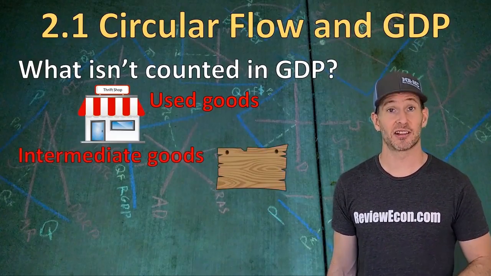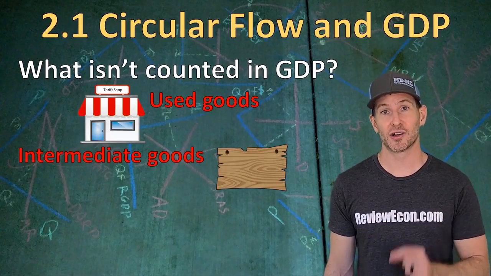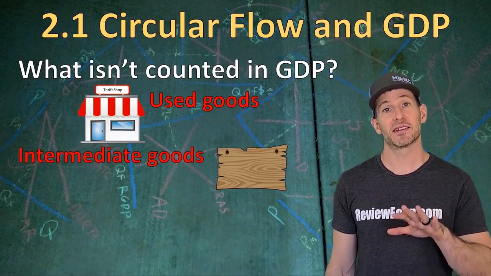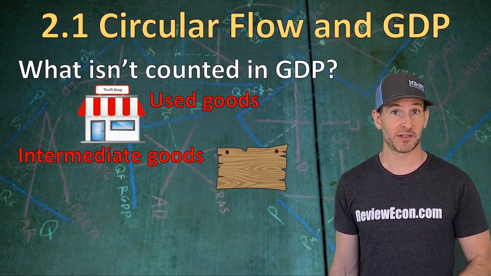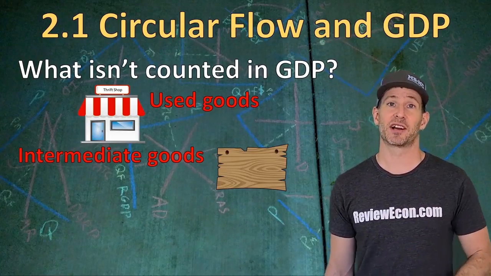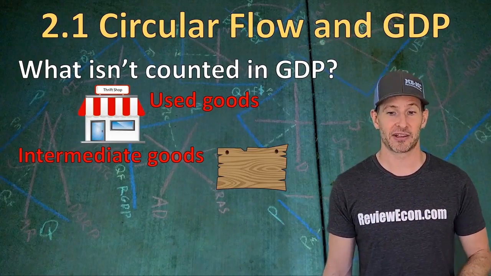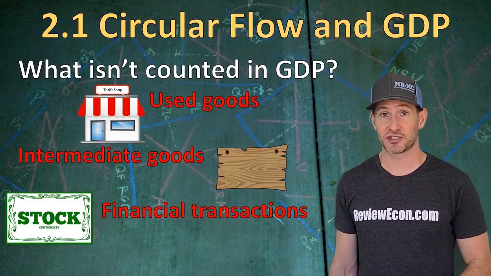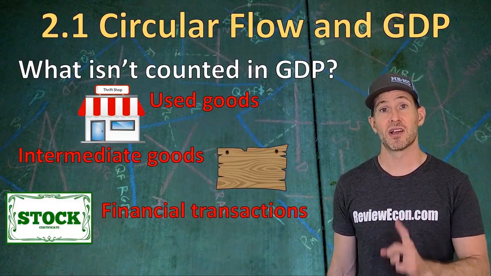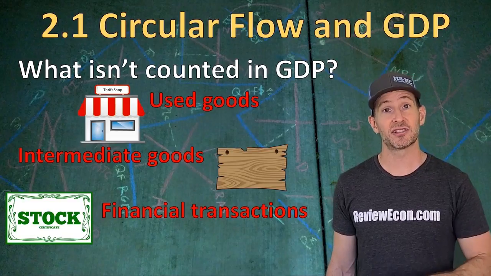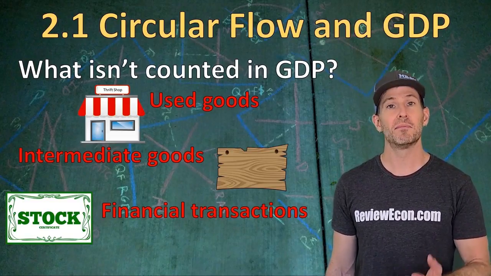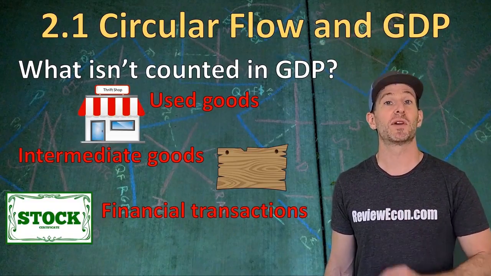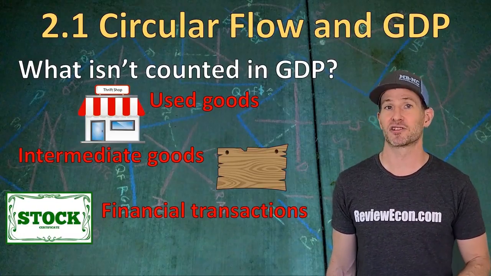Intermediate goods, such as lumber purchased by a contractor, will not be counted in GDP because the final house or whatever is being built will be counted. It's that final production is what we look at, not those intermediate goods. The last thing we're not going to count are financial transactions, such as the purchases of stock or transfer payments. In those transactions, goods and services are not being produced, money is being shuffled around. So we don't count those transactions in gross domestic product.